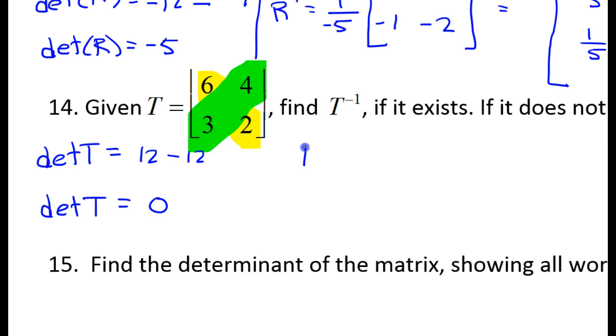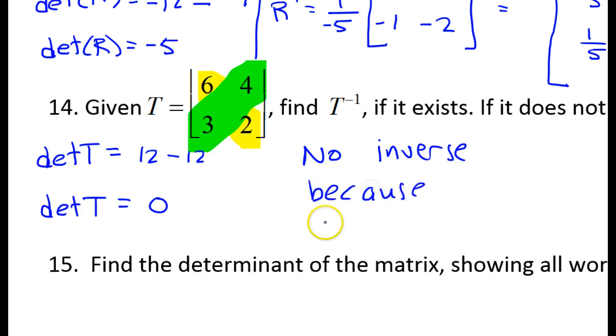So we're going to say there will be no inverse because the determinant of T equals 0.